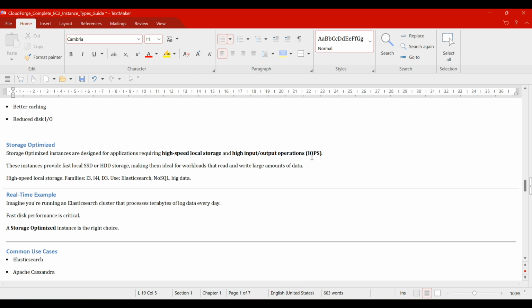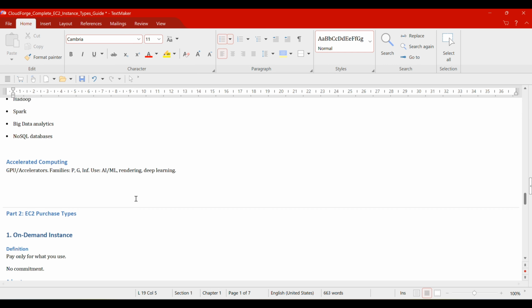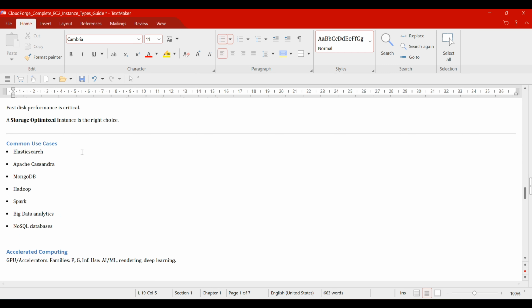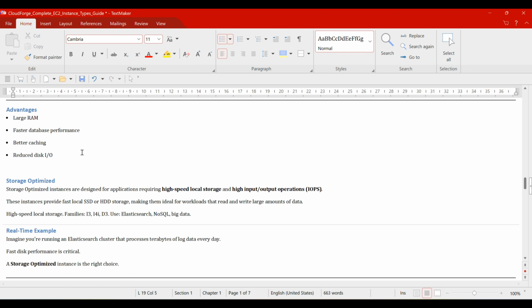But in HDD, if you copy something from your laptop to your pen drive, the copy throughput, meaning how much data is transferring per second, you have to calculate that. In SSD type, the speed is very high. So for those types of applications, you have to use storage optimized instances. Common usages are Elasticsearch, Apache Cassandra, MongoDB, Hadoop, Spark, big data analytics, and some SQL databases. They are using these storage types.